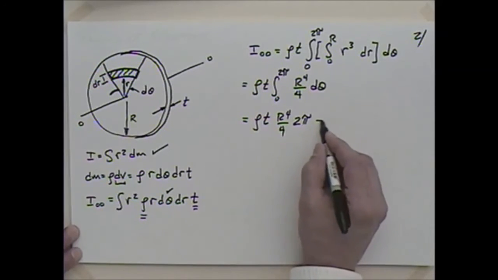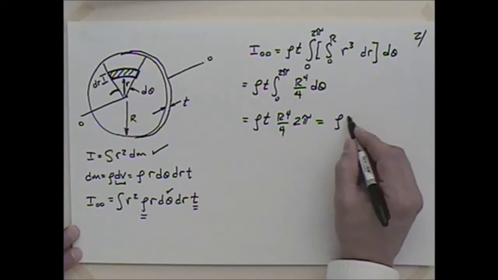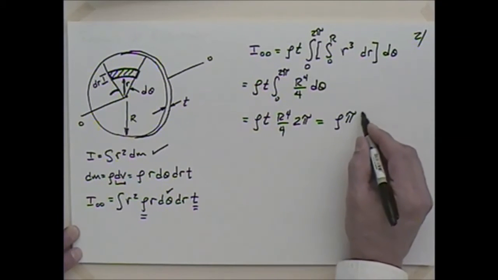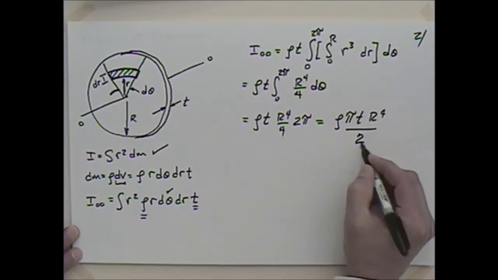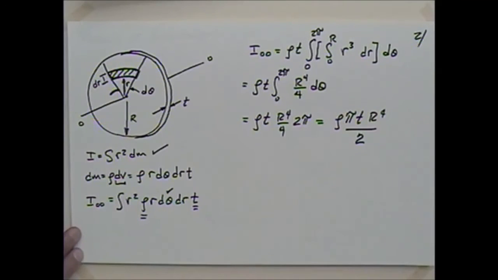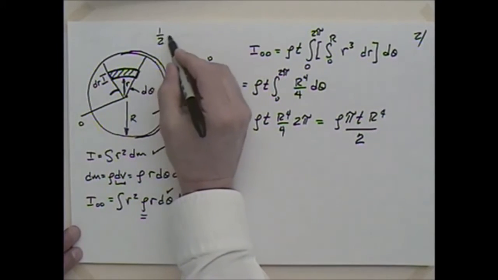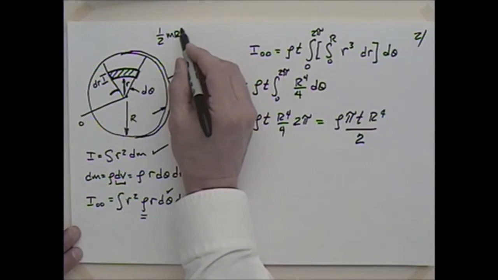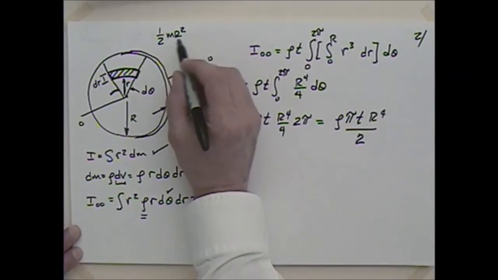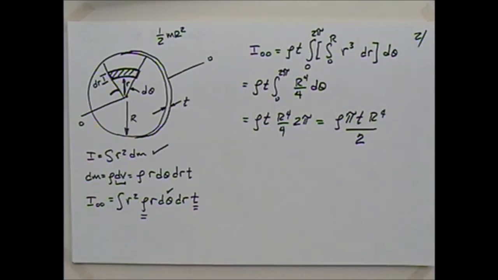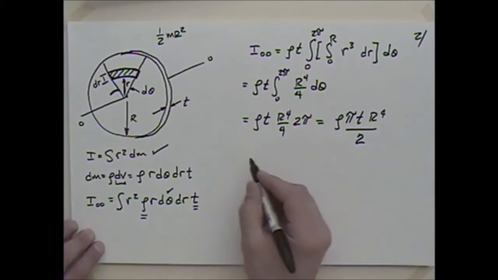Let me tidy this up a little bit. We could say rho times pi times t times r to the 4th divided by 2. And you might say, oh, I thought we were trying to debate, was it 1/2 mr squared, or was it just mr squared? You know, that's the mistake in the cover flap of the book. And here we got a whole other mess. But we don't have the mass term, do we? So it looks like we need to factor a mass term out of there.